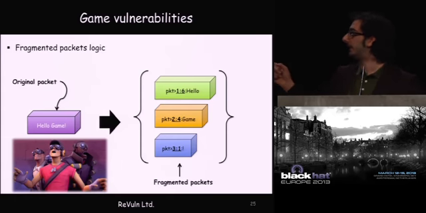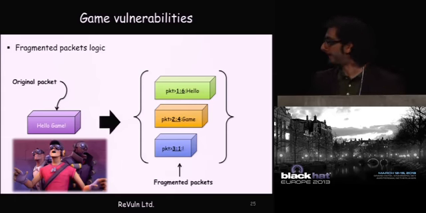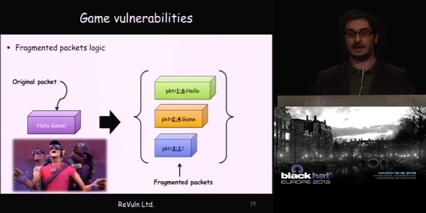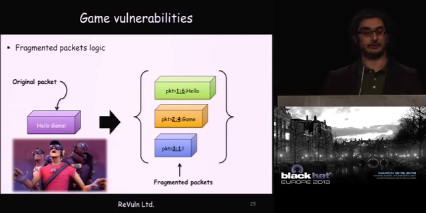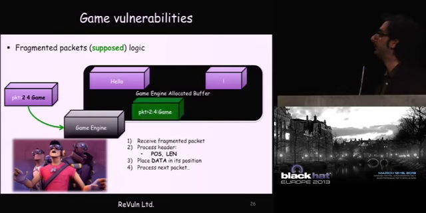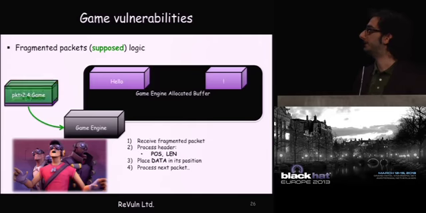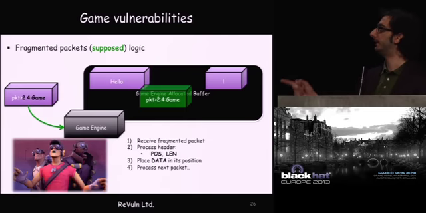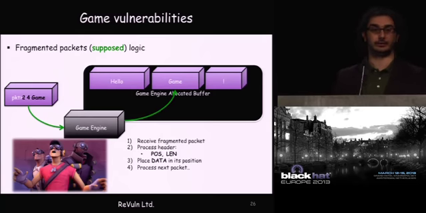As you can see, for each packet, we have a different header specifying the three fields before. So as soon as the game engine gets each of these packets, it will try to reconstruct the original packet. These slides show how the game engine deals with this packet. It gets the packet from the network, it processes the position and length, and then it places the data inside the buffer or memory allocated in the process.